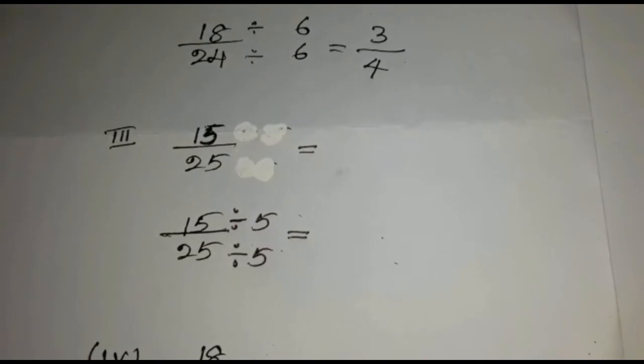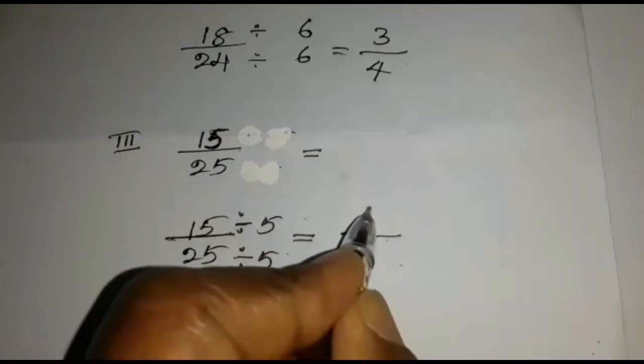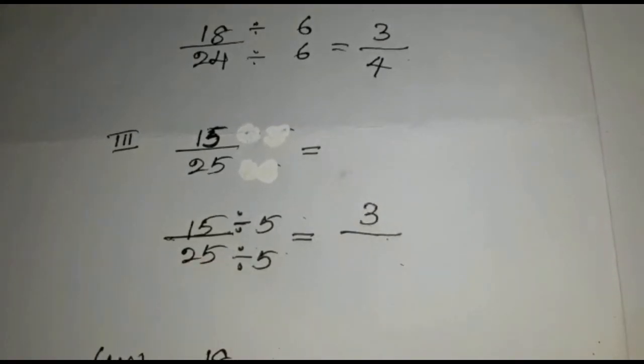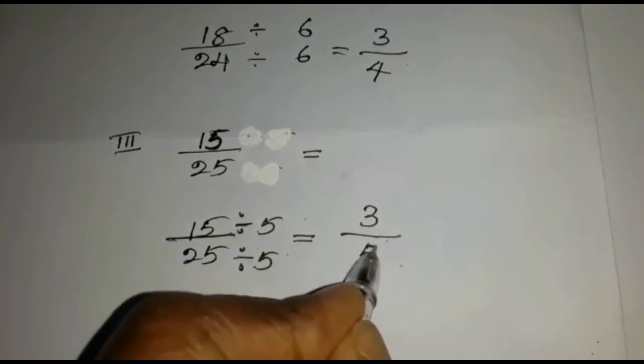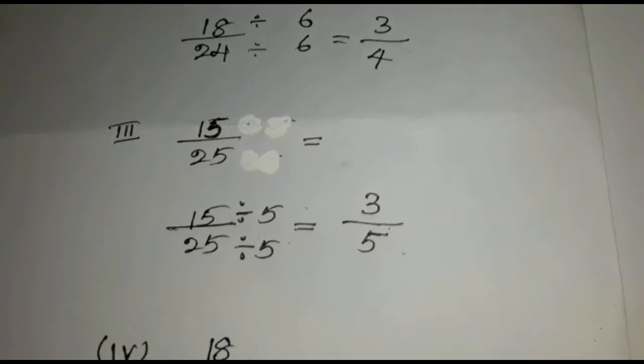Third one, 15 over 25, we can divide by 5. 15 divided by 5 equals 3. 25 divided by 5 equals 5. 3 over 5 is the lowest term.